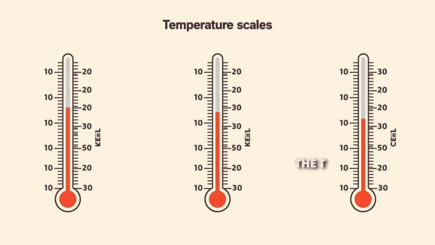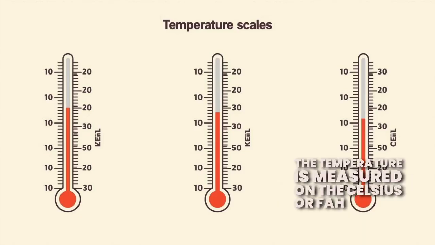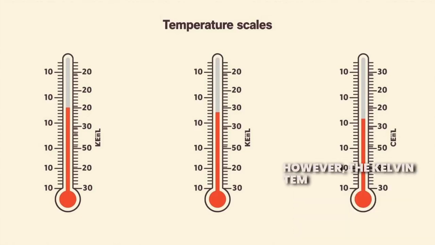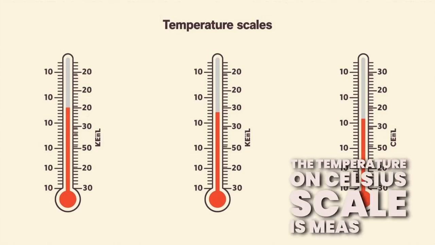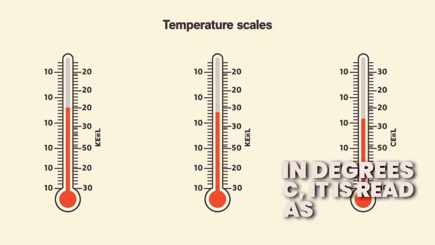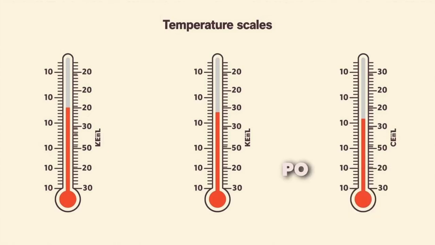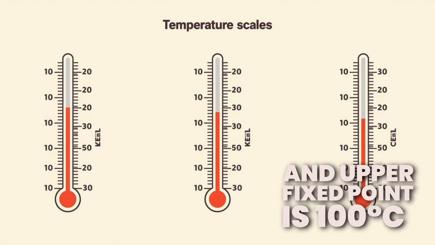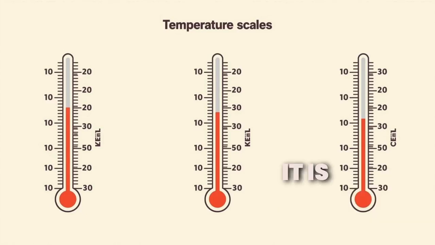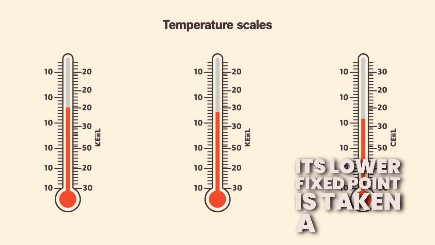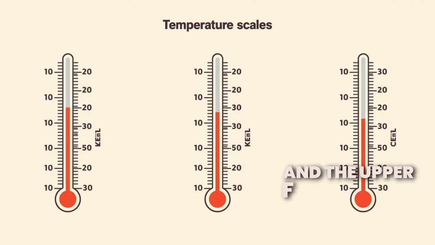Temperature scale. The temperature is measured on the Celsius or Fahrenheit scale. However, the Kelvin temperature is used for scientific work. The temperature on Celsius scale is measured in degrees C. It is read as degrees Celsius. Its lower fixed point is 0 degrees Celsius and upper fixed point is 100 degrees Celsius. The temperature on Fahrenheit scale is measured in degree F. It is read as degree Fahrenheit. Its lower fixed point is taken as 32 degrees Fahrenheit and the upper fixed point as 212 degrees Fahrenheit.